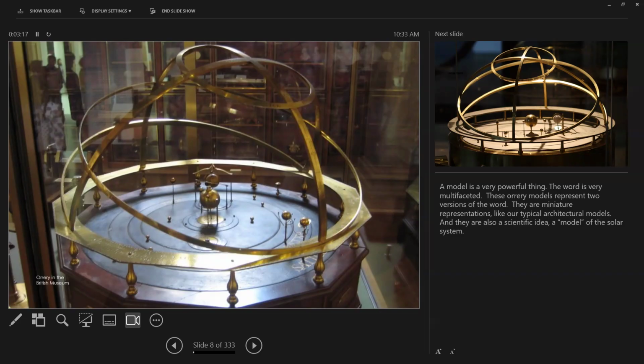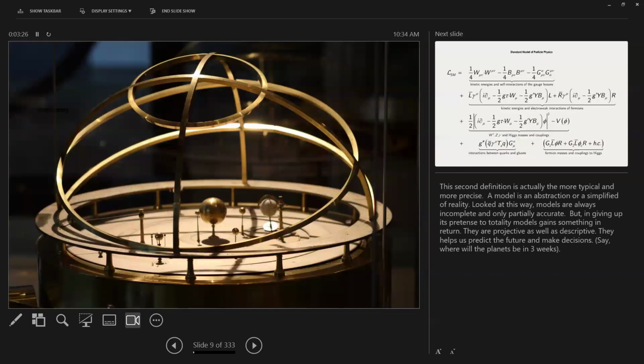They're both miniature representations, like our typical architectural models, but they are also a scientific idea. They're the model of a solar system, an abstraction of a context. And this second definition is actually the more typical and more precise. A model is an abstraction or a simplified version of reality. Looked at this way, models are always incomplete and always partially accurate. And in giving up this pretense to totality, the model gains something important in return.